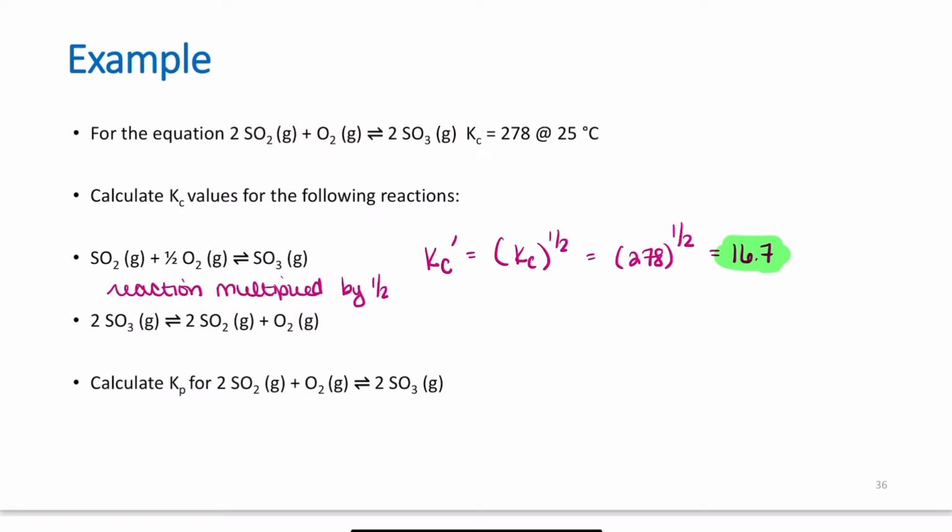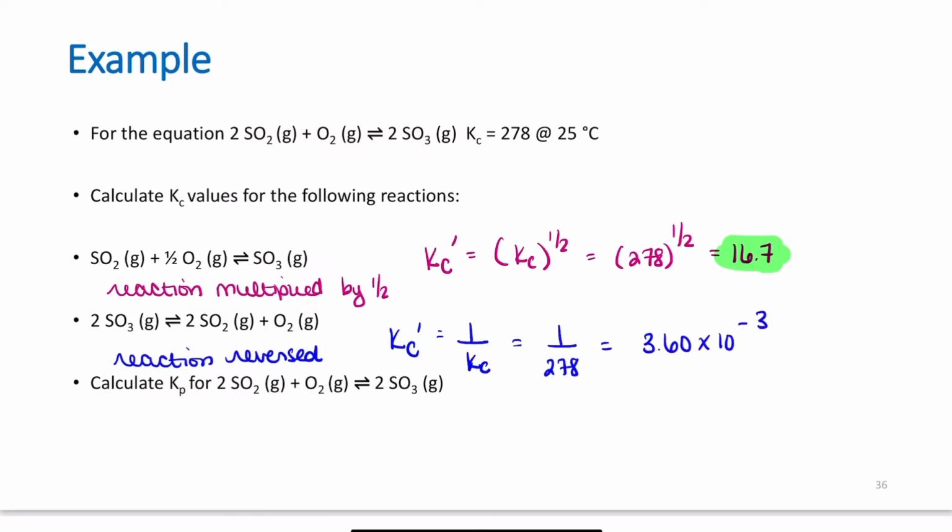2 moles of SO3 gas in equilibrium with 2 moles of SO2 and 1 mole of O2 gas. This reaction has been reversed. Kc prime is equal to the inverse of Kc, because the reaction's been reversed. 1 divided by 278, 3.60 times 10 to the minus third.